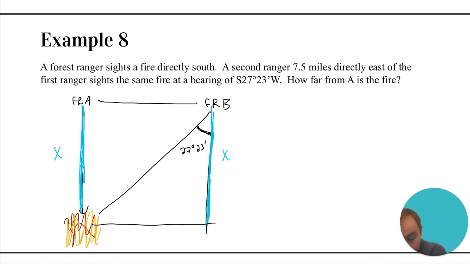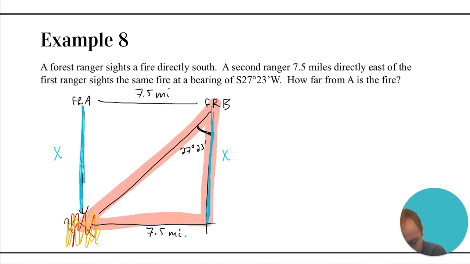So we do know as well that there's a 7.5 mile distance between the forest ranger, and that would mean that this distance right here is also 7.5 miles. So if we just utilized maybe this triangle right here, which happens to be a right triangle, then we at least have a side length on it, and we know one of the acute angle measures, and so then we should be able to find x, right?